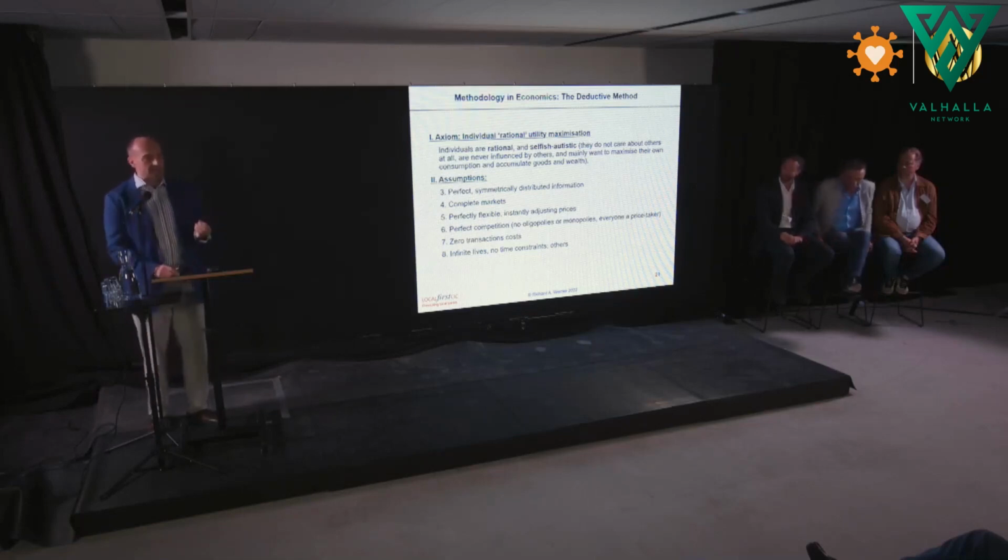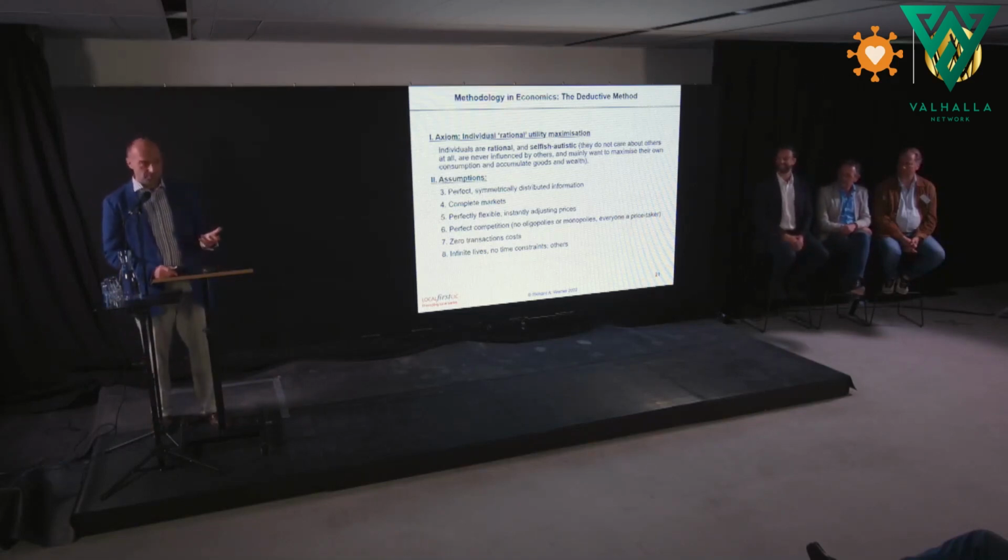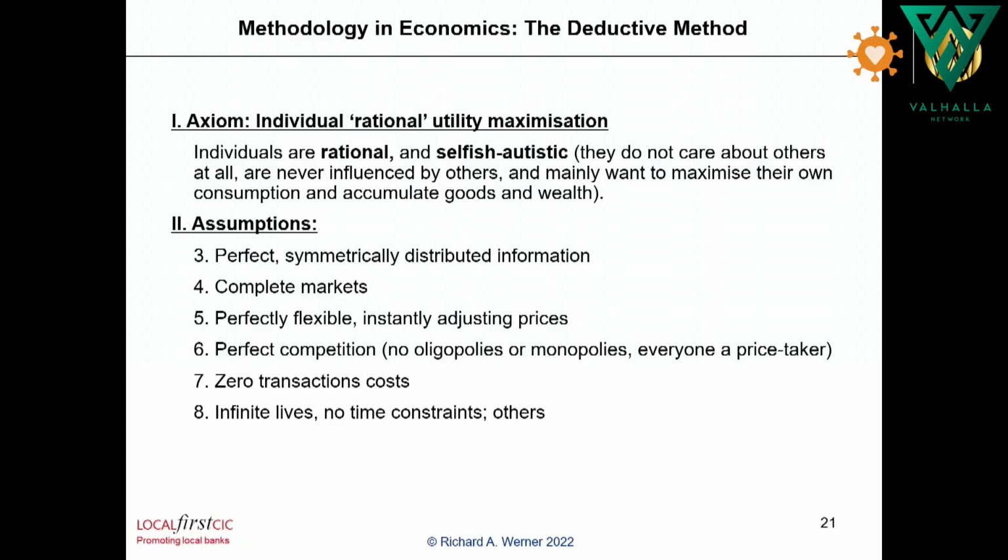Now, an axiom is something we know to be true for sure, and that's convenient because then we never have to check whether it is true, and actually it's not true. That's an axiom. Now, then, based on this axiom, we then build by making assumptions that we admit are not true, such as perfect information, complete markets, price adjustment, zero transaction cost. Infinite lives is usually also one of them. I mean, okay, so that's the deductive method used in economics.